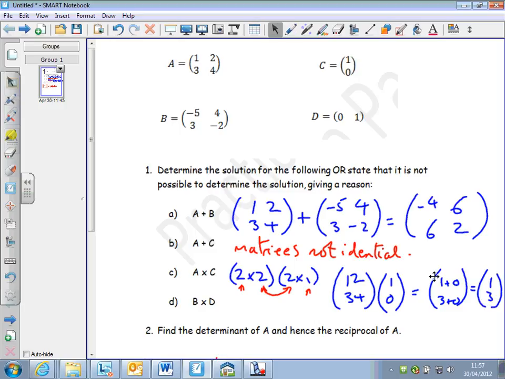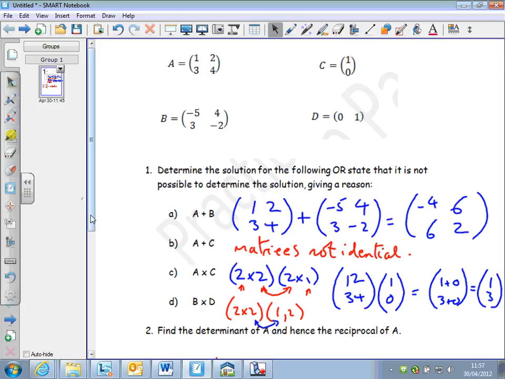And part D, we can't multiply B by D because, again, we've got a situation where B is a 2 by 2, and I'm multiplying that by a 1 by 2, and so these elements in the middle, these do not match, so we can't multiply them. So that's question number 1.